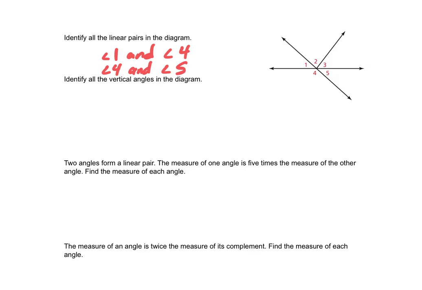What about angle 1? Is there one I could match up with angle 1? 5. The one that is directly across from angle 5 is angle 1, 5 and 1. What about 2? Is there anything directly across from 2? No. 3? No. So the only pair that we have here is angle 1 and angle 5. It's the only possible answer.